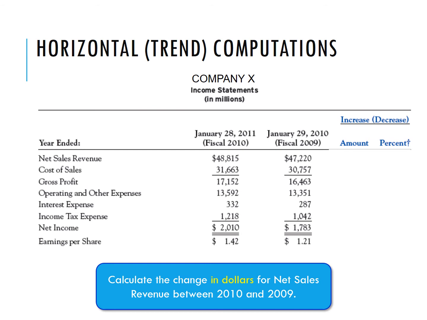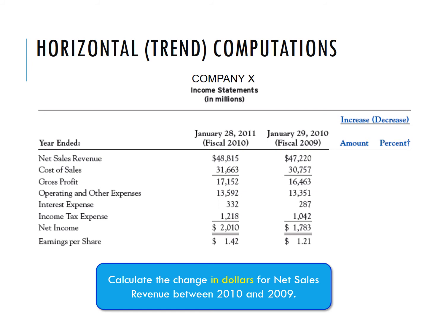Okay, so now that you've done that, go ahead and go through. What we see is, if you take the 48,815 and you subtract 47,220, the 2010 number, you get 1,595. So there was a 1,595 million increase in net sales revenue between the two years. If you did not get that number, go ahead and pause it and figure out what you did, and then get back with us.